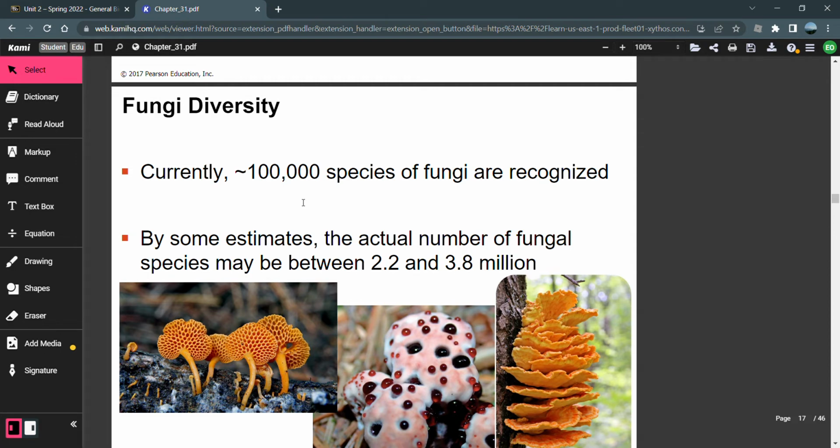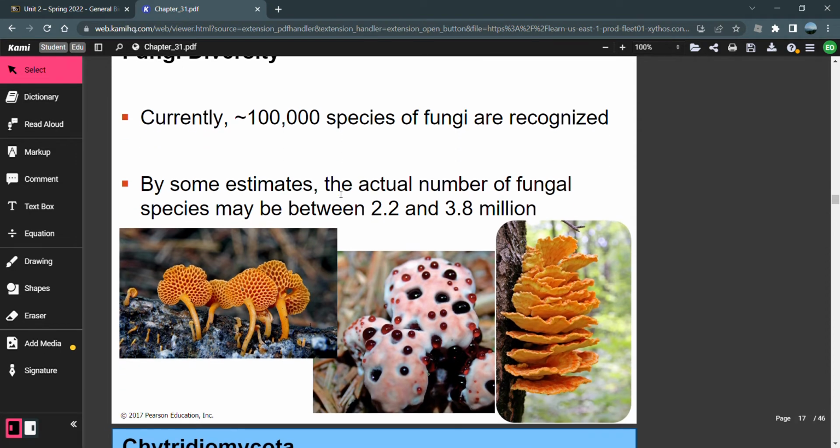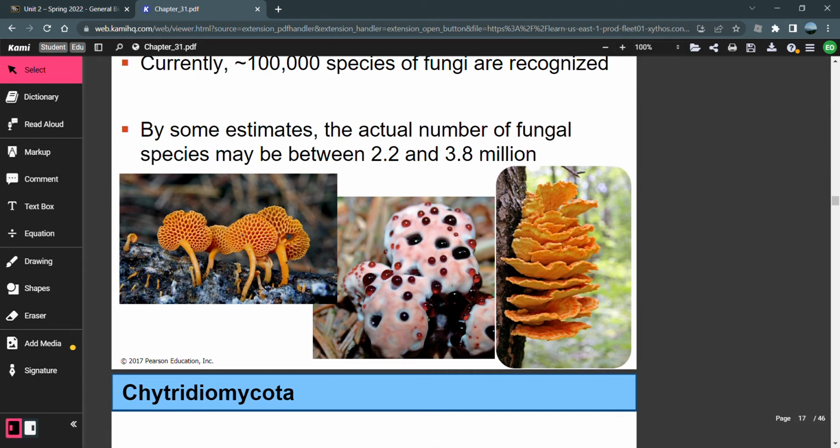Now, fungi diversity. There are currently about 100 species of fungi that are recognized. Some estimate the actual number of fungal species may be 2.2 to 3.8 million. So here we have a Cheeto puff looking fungus. Here we have something like strawberry jelly foam, whatever it is. It looks really cool. I want to eat this. Probably would be bad for me. And here we have tortillas.